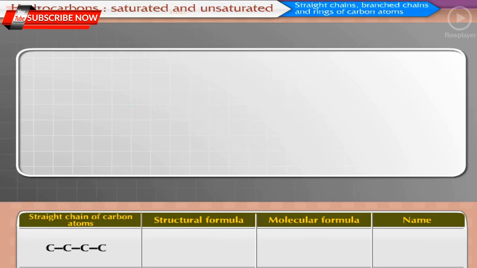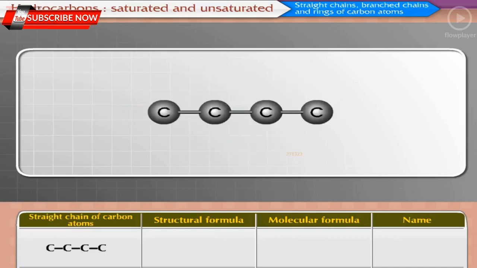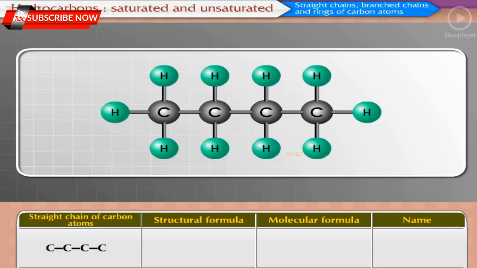The next straight chain of carbon contains 4 carbon atoms. Let us join hydrogen atoms to these 4 carbon atoms. From the structural formula, we get the molecular formula C4H10. The name of this hydrocarbon is butane.